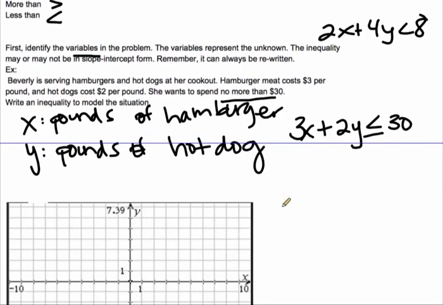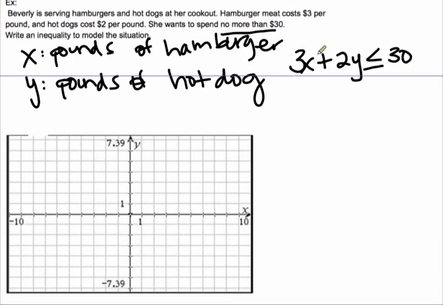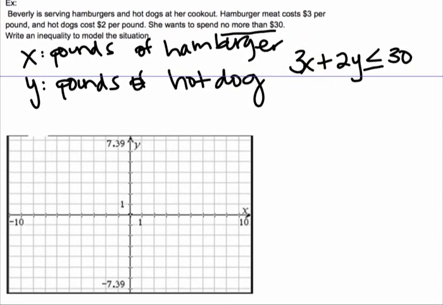Now I need to graph it. There's 2 ways that you could graph this. This is in standard form, if you remember. Standard form is ax plus by equals c, so this is A, B, and C. If I know that this is standard form, I could find the x and y intercepts using the cover-up method. So let's do that.